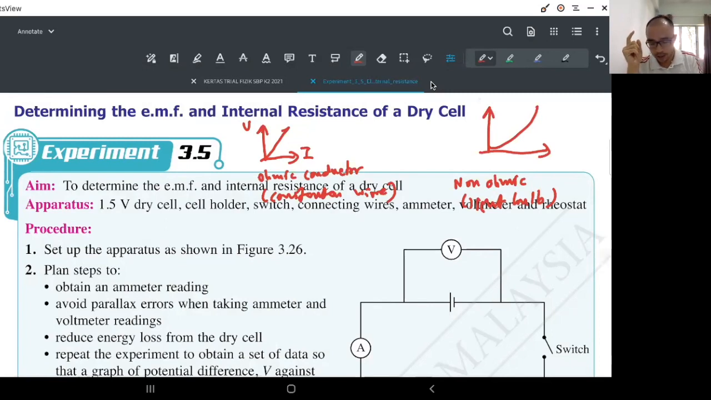Where the relationship is V increases as I increases. So it is not directly proportional. Yes, it starts from the origin. It begins from the origin, but it curves upward like this.